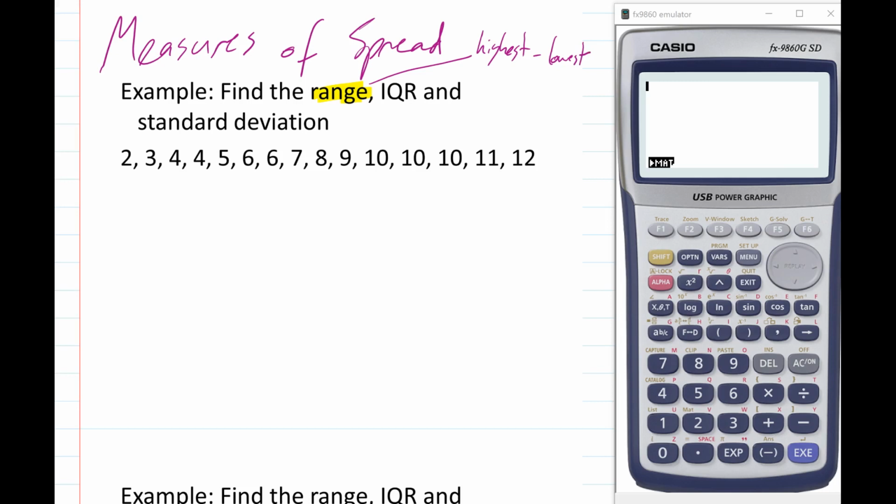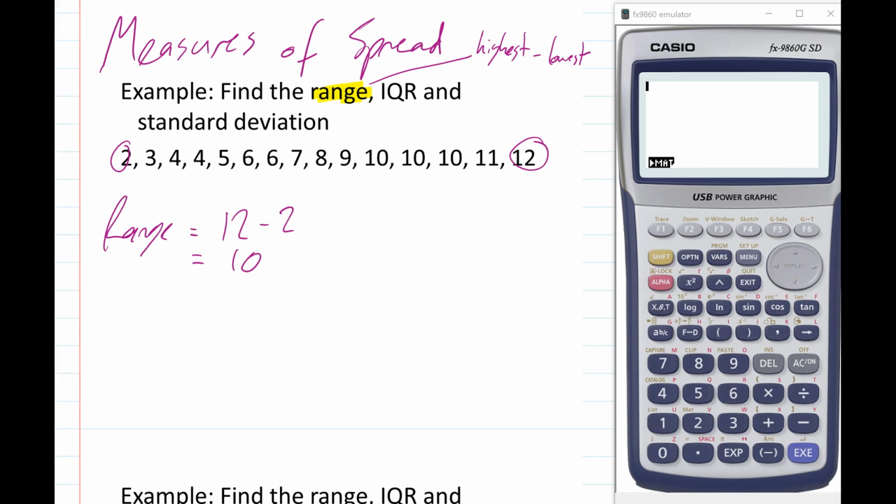We've got a whole bunch of numbers. The highest number is 12, the lowest number is 2, so the range is going to be 12, take away 2, which is 10. So the range is 10.